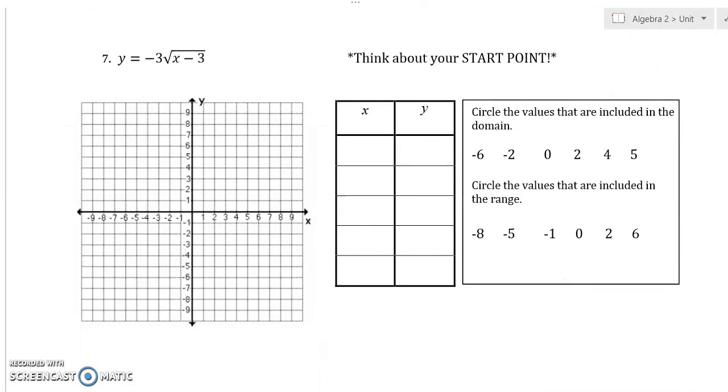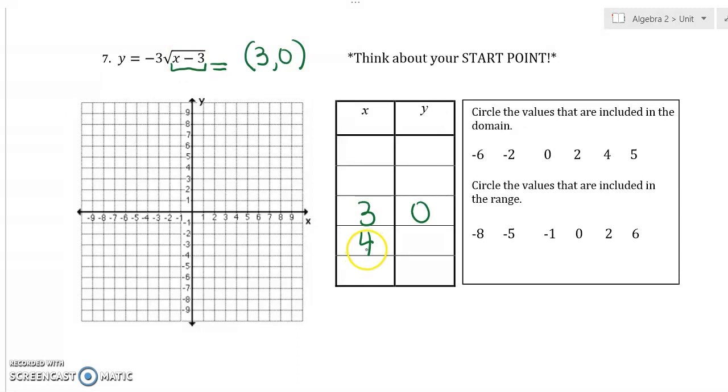So here's another graph. We have -3 square root of x minus 3. So let's think about the starting point. It's the opposite of what we see here. So that's 3. And what we see outside, which is nothing. So it's (3, 0) is our starting point. One of these sides is going to be undefined. I don't know which side yet. We'll figure that out in just a minute.